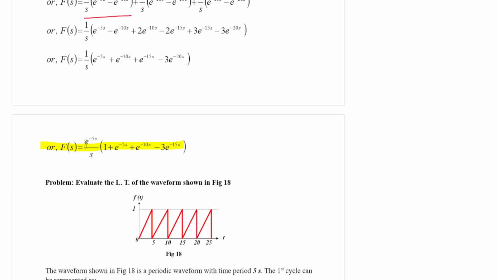So it is the Laplace transform of this signal. If you apply the Laplace transform to this staircase-like signal, you will get this result. This is the Laplace transform. Okay.